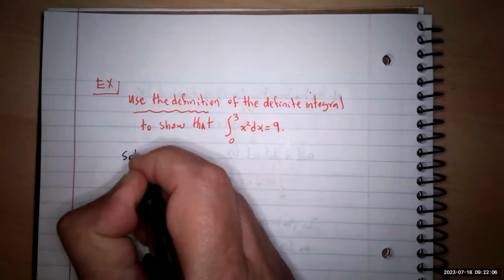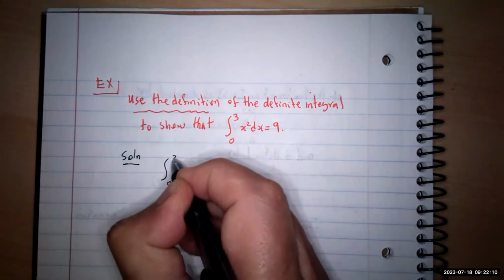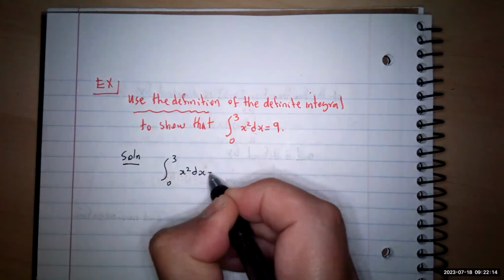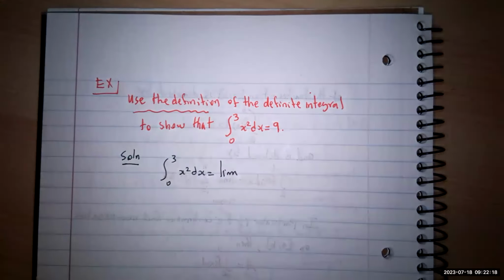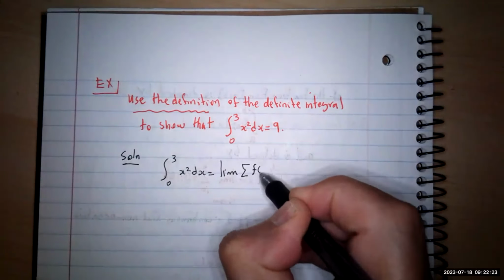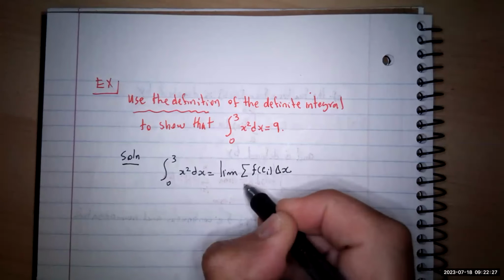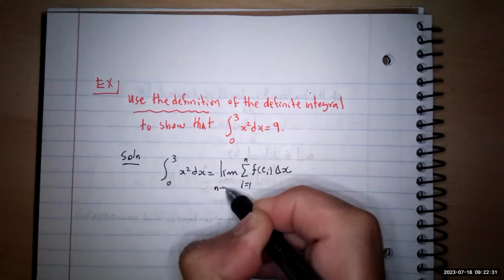Solution. Get the definition, you see, 0 to 3, just the area definition. The integral of x squared dx is equal to the limit of the sum of f of c_i delta x_i, from i equal 1 to n, as n goes to infinity.